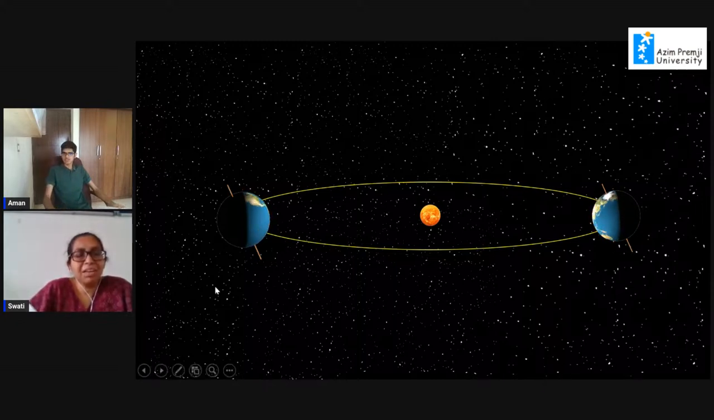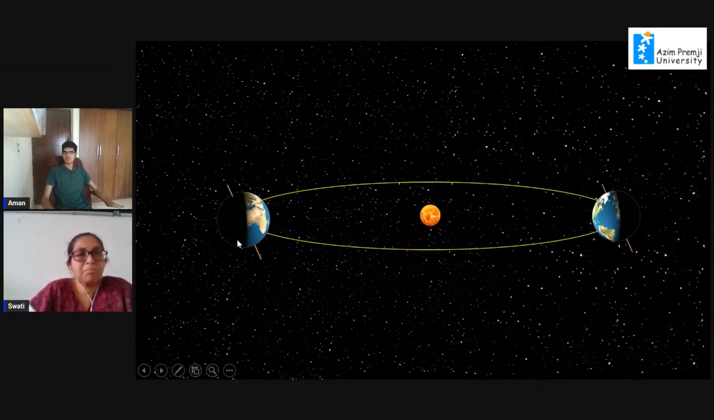So the Earth rotates around the sun in this plane. And on the right, you can see the view of the Earth on June 21st. On June 21st, the northern hemisphere is tilted towards the sun, which is why you have summer in the northern hemisphere, which is where we are.